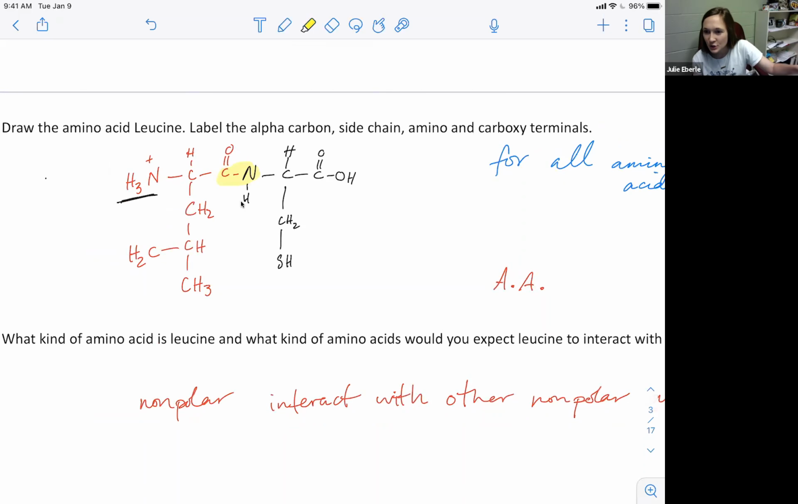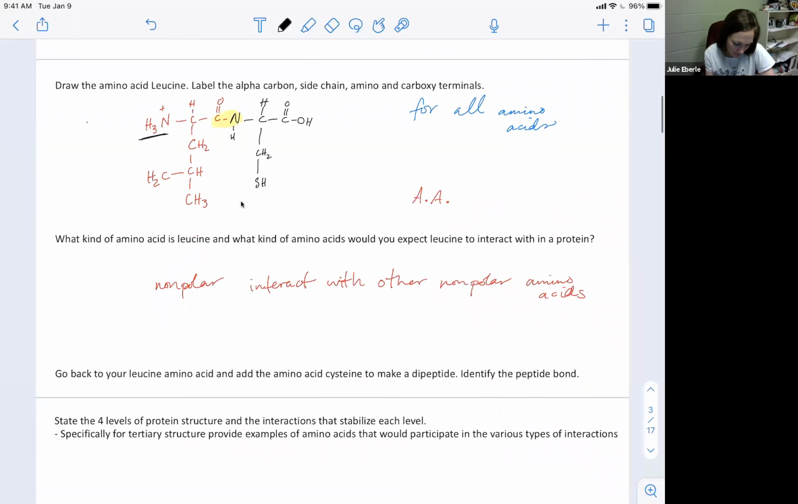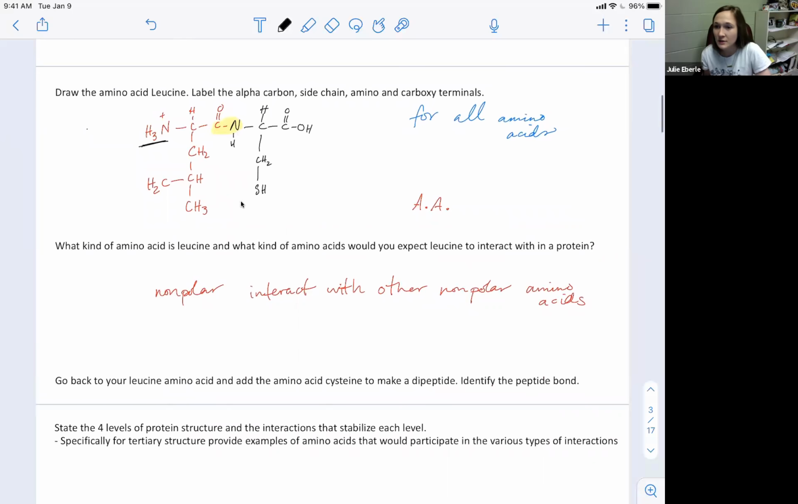All right, could you keep doing that? Could you draw a long chain of amino acids? I'm not gonna make you draw a really long one. All right, there's your peptide bond. Any questions on that one?